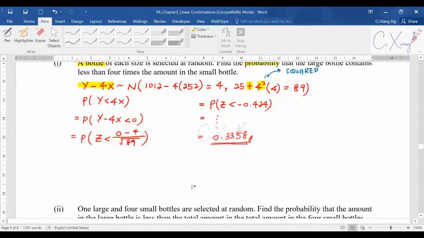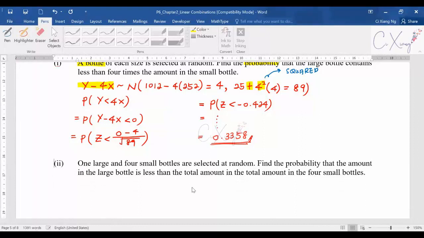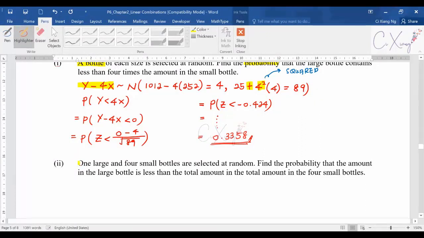Okay, so later after you answer part number 2, please compare these two solutions and see what's the difference between them. All right, okay, so for part number 2, you're having now 1 large bottle and 4 small bottles. So can you see the difference or not? Just now you only selected 1 large and 1 small. But now you are taking 1 large and 4 small bottles. They want you to find the probability again.